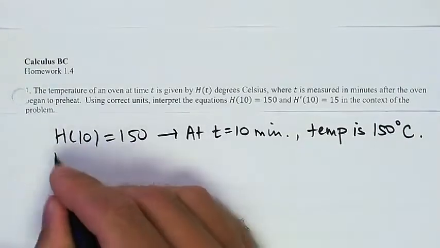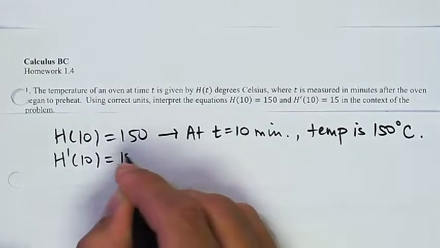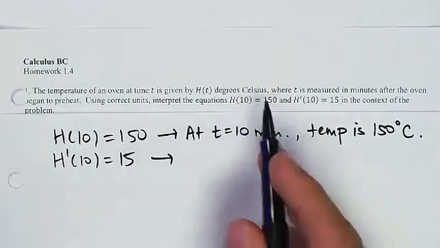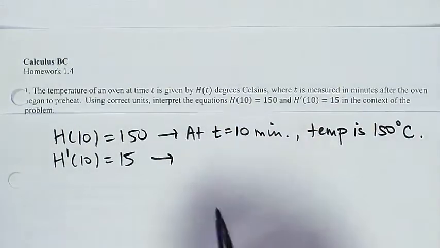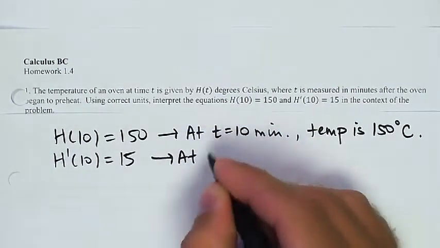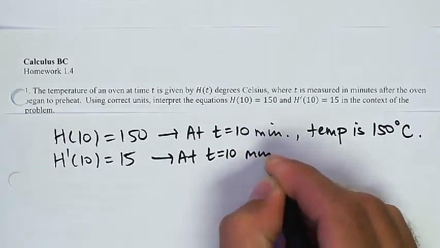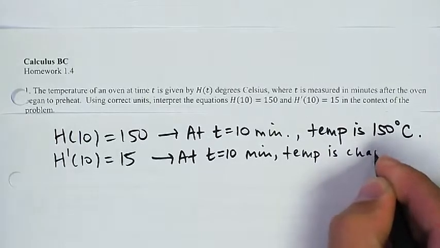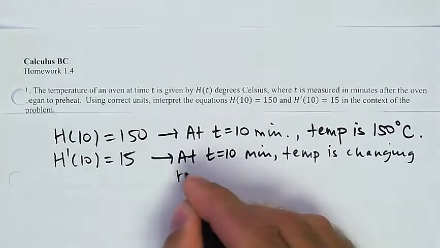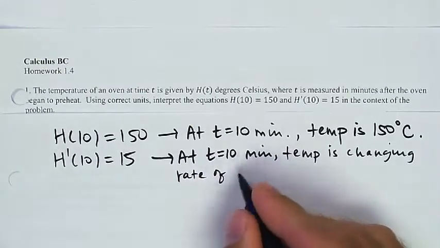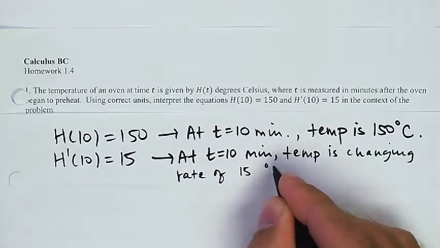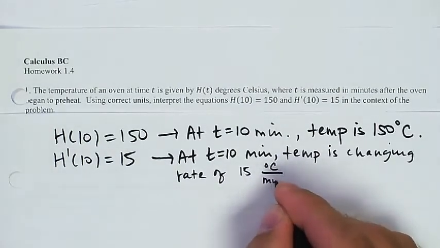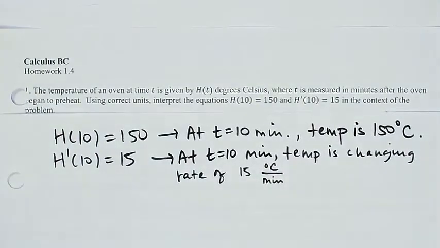Okay. Then h prime of 10 equaling 15, that means that the rate of change of temperature with respect to time is 15 degrees Celsius per minute. So at time t equals 10 minutes, temperature is changing at a rate of 15, and the units of the rate are units of h divided by units of t. So degrees Celsius per minute.